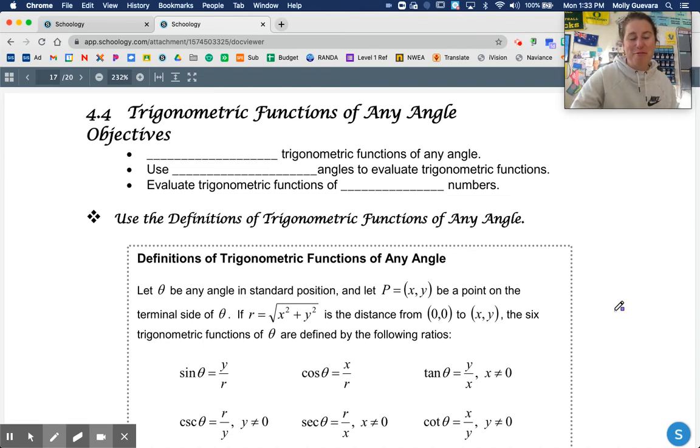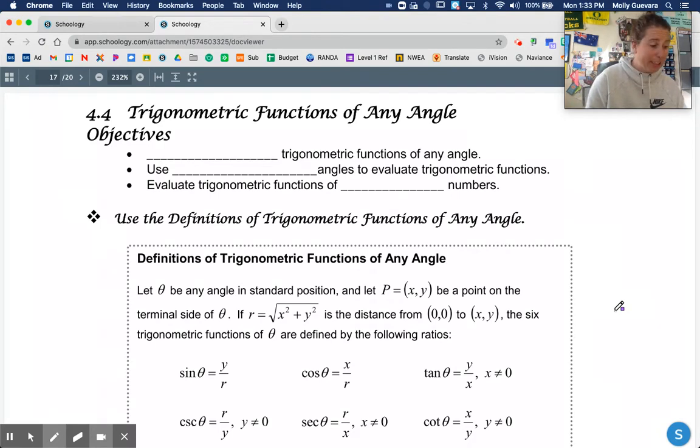We're going to do 4.4 today, which is looking at trig functions for any angle, not just angles on the unit circle. Just going to be a lot of SOHCAHTOA, some right triangle trig stuff, some working in quadrants stuff. So nothing super crazy today, hopefully. And we will get started.